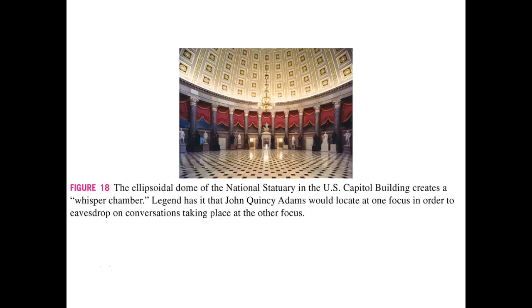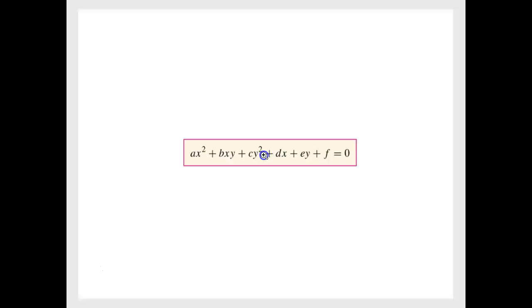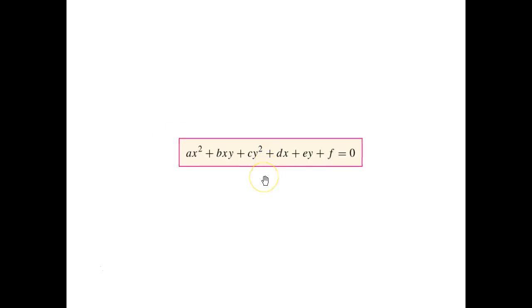Certainly not yelling there. Legend has it that John Quincy Adams would locate at one focus in order to eavesdrop on conversations taking place at the other focus. Clever guy, huh? Okay, now, what if you see an equation that looks like this? That doesn't look like any of our earlier ones. What do you make of this?